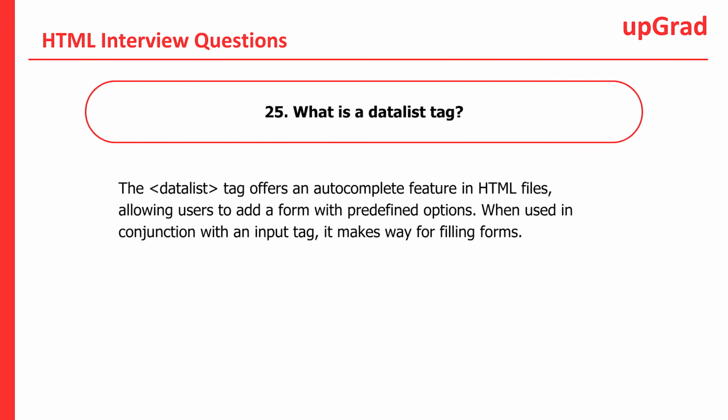Question number 25. What is a data list tag? This is one of the most asked HTML short questions and answers. The data list tag offers an autocomplete feature in HTML files, allowing users to add a form with predefined options. When used in conjunction with an input tag, it makes way for filling forms.